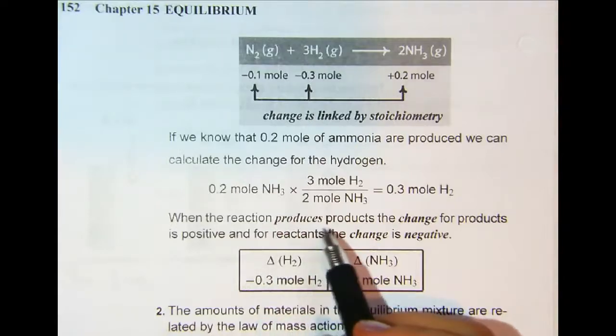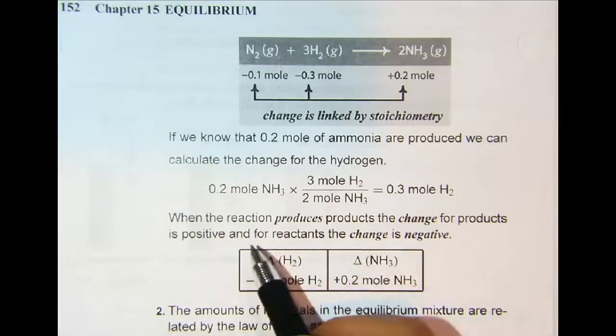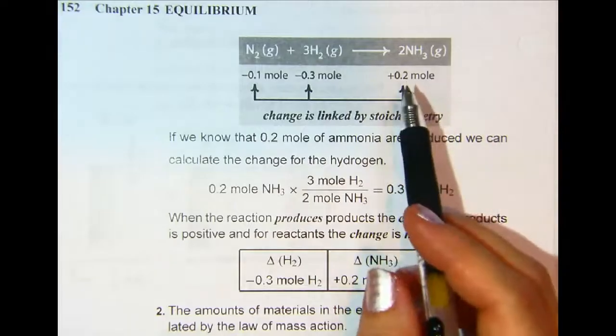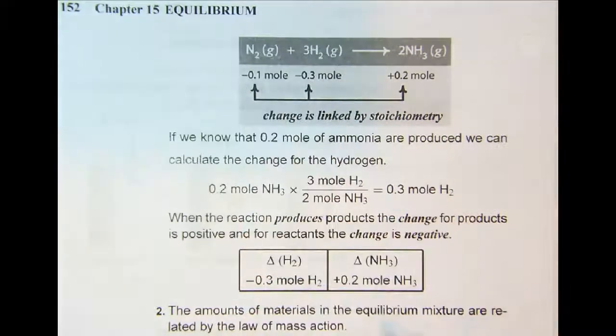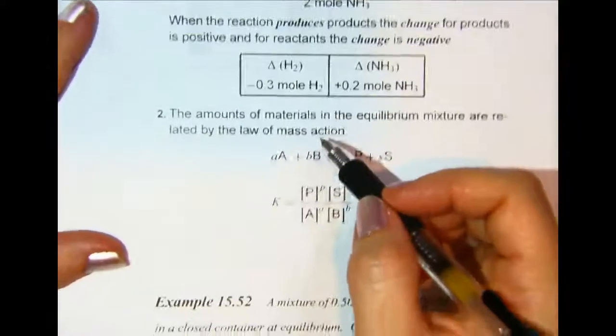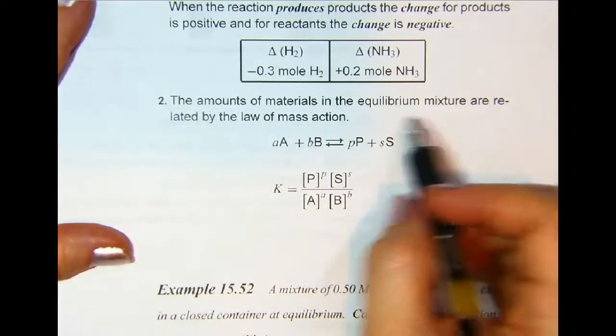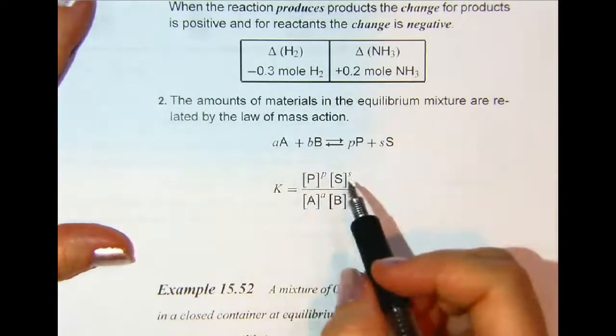When the reaction produces products, the change for products is positive, and for reactants the change is negative, meaning we're going to increase the amount of products while we decrease the amount of reactants. Number 2, the amounts of materials in the equilibrium mixture are related by the law of mass action, this equation right here.